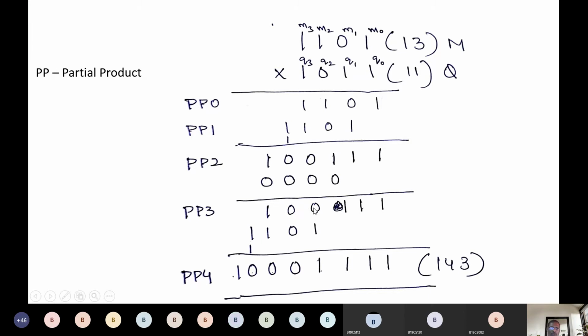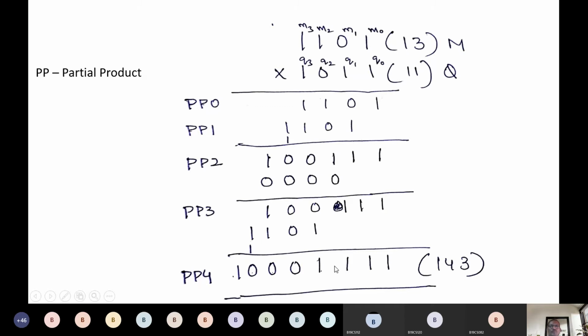So we are adding the intermediate values. Then we again do the product and we get this one. How do we get this 1101? Q3 multiplied with M0, Q3 with M1, Q3 with M2, Q3 with M3. So we get 1101. When we add these two, we finally get the final product. You can say this is also PP4, but actually this is the final product, the product of these two numbers, M and Q.